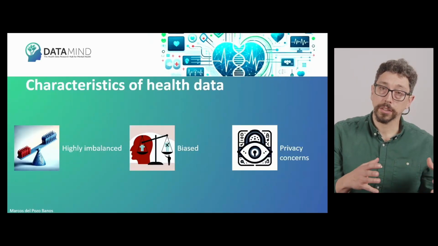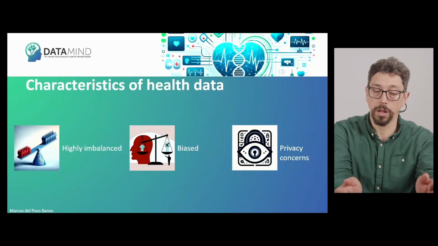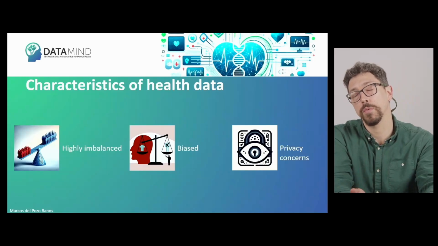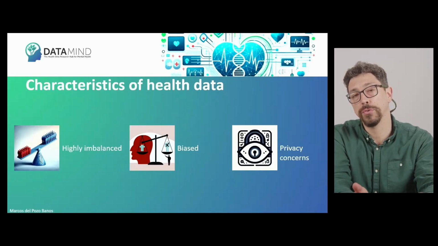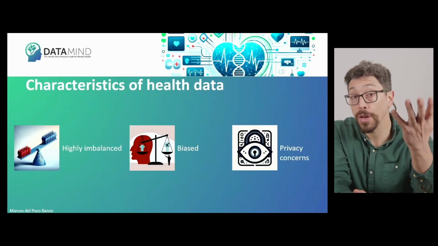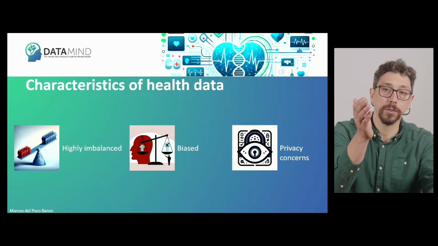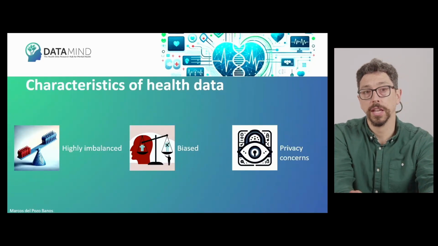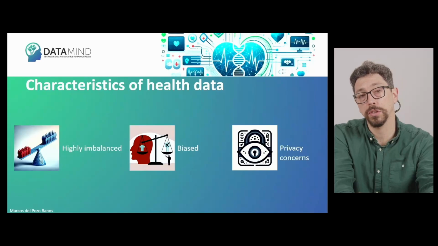Now, what are the characteristics of health data? Well, the moment we focus on one health condition, the first thing that we're going to notice is that we have more people without that health condition than with that health condition. And that's what we call imbalance in the data. And it's something that we need to keep in mind when we're building machine learning models.